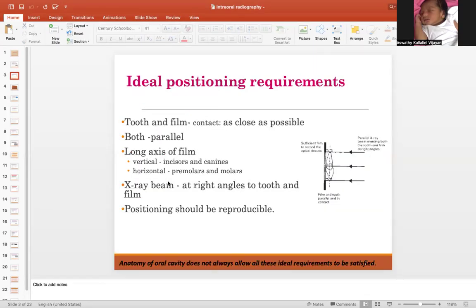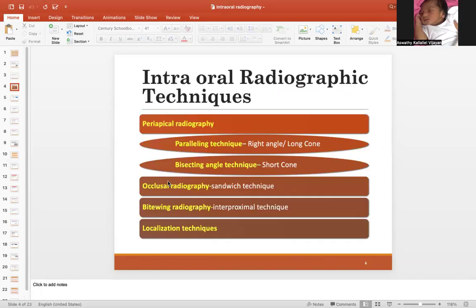The tooth and film should be in contact as close as possible, and both the tooth and the film should be parallel to each other. The long axis of the film should be placed vertically for anteriors, that is incisors and canines, and horizontally for premolars and molars, that's the posteriors. The X-ray beam should be at right angles to the tooth and film, and the positioning should be reproducible.